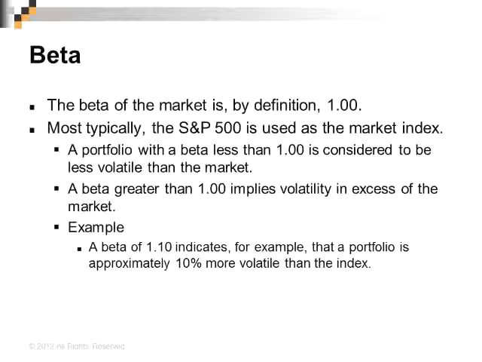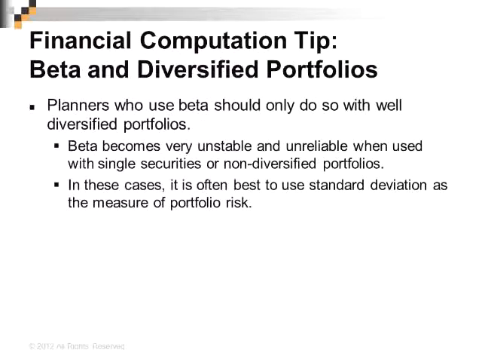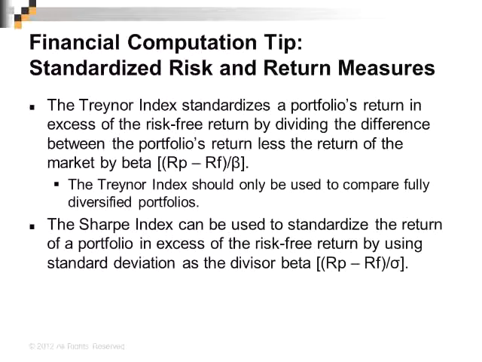It's because it says here, by definition, on slide number 70, the beta of the overall market is 1.00. And slide 70 explains what I just said. Planners who use beta should only do so with well-diversified portfolios. So if you're not in a well-diversified portfolio, do not necessarily keep referring to beta. The Treynor Index standardizes a portfolio return in excess of the risk-free rate of return. The Sharpe Index can be used to standardize the return of a portfolio in excess of the risk-free rate of return by using standard deviation. This is on slide 72.